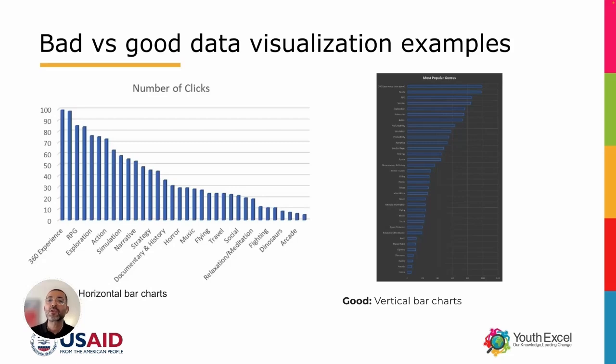Instead, it's better to use a vertical bar, as in the example we have on the right, by switching the axes around. This gives us unlimited space for including text. It's easier to include and easy for the brain to read and digest.